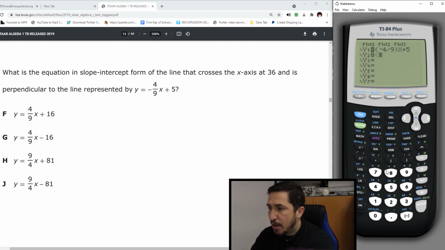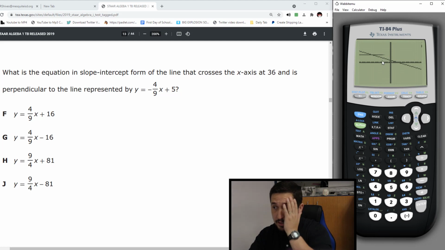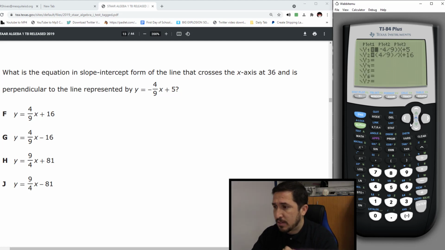So choice F says, parentheses, wrap the fraction up, 9, close it, divided by x plus 16. Hit the graph. Dang, this guy just goes forever. I don't know. He definitely doesn't touch that thing that I need him to touch. So it's not choice F.